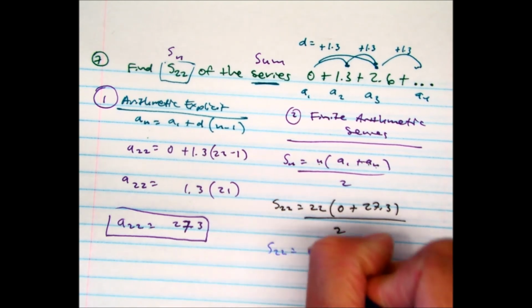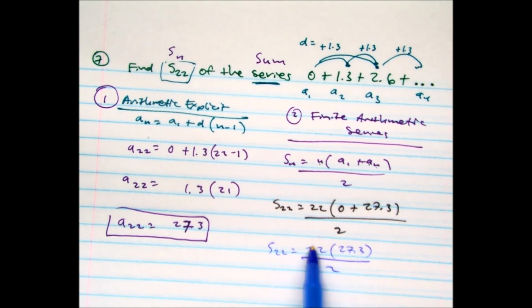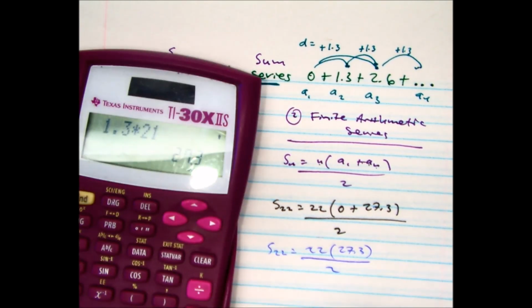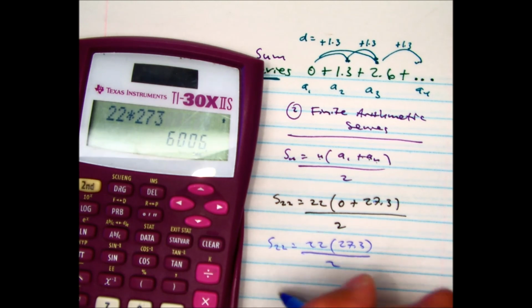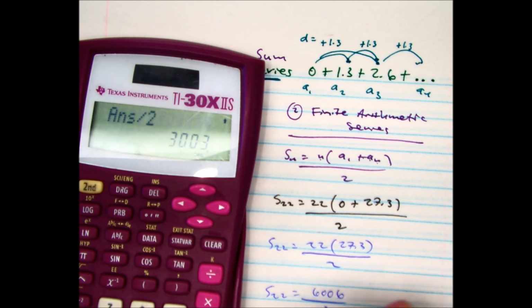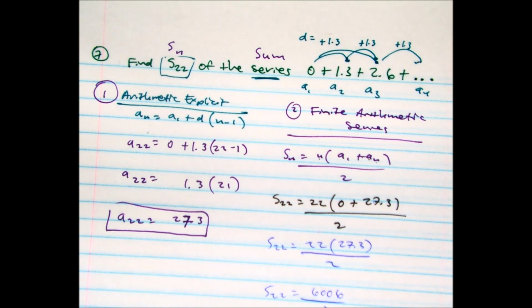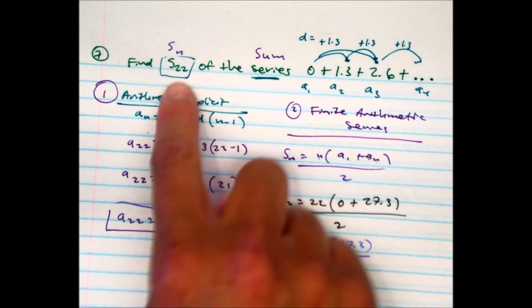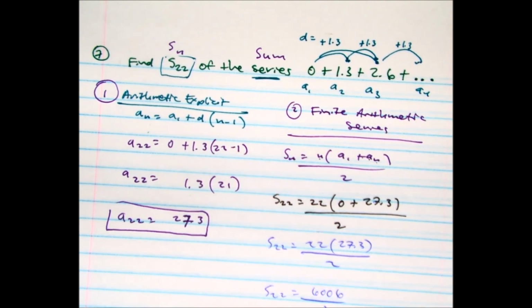So I have S22 equals 22 times 0 plus 27.3, which is 27.3. I'm going to multiply these two numbers and then divide by 2. So 22 times 27.3 is 6,006, divided by 2, and I get 3,003. So if I added all the numbers in my list, all the way up to the 22nd number, notice I skipped those numbers, it's 3003.